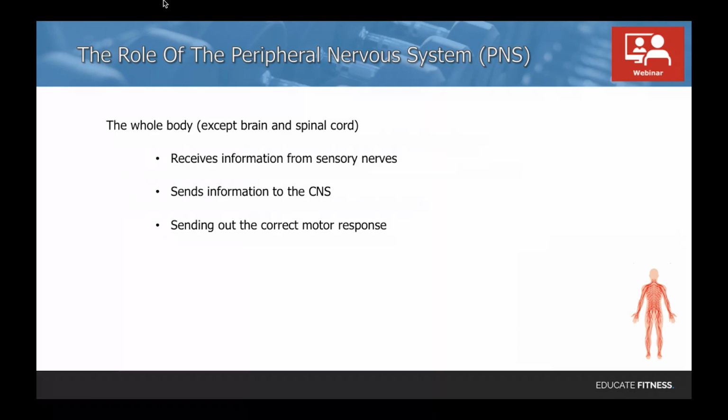So remember what happens with the central nervous system. We're going to analyze and interpret that information. And if it was pain from maybe touching something very hot, now we're going to send out the correct motor response through motor neurons. And we will now be able to move our hand out of the way from the hot object that we are touching.